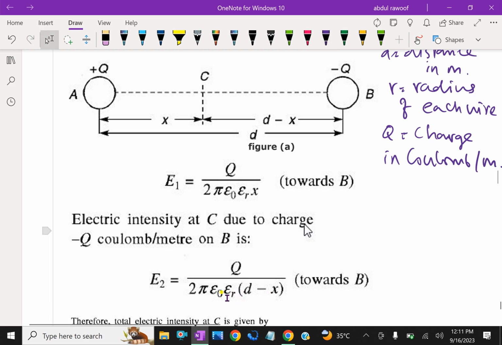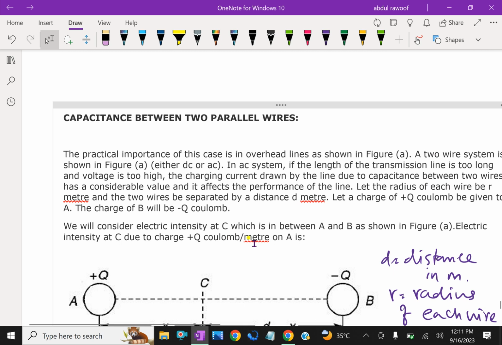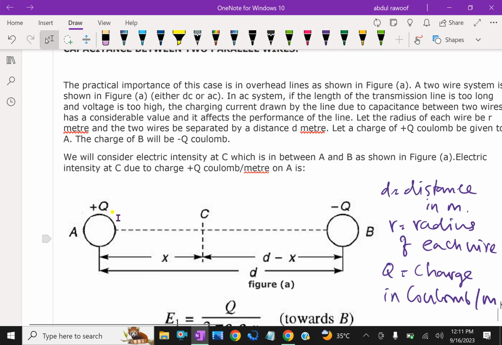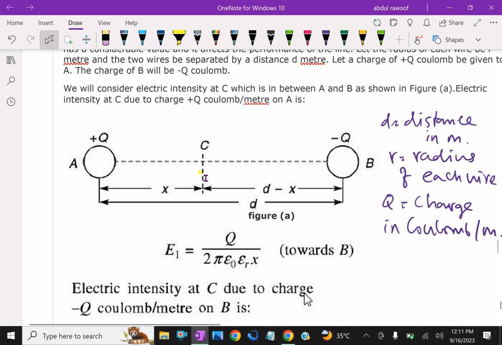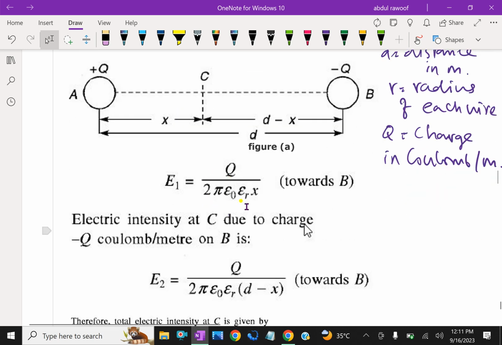Now let us consider the electric intensity at any point between A and B. First, we consider the electric intensity at a point C, between A and B as shown in the figure. The electric intensity at C due to the positive charge q coulombs per meter on A is E1, equal to q over 2 pi epsilon 0 epsilon r x, directed towards B. Next, the electric intensity at C due to the charge minus q coulombs per meter on B.